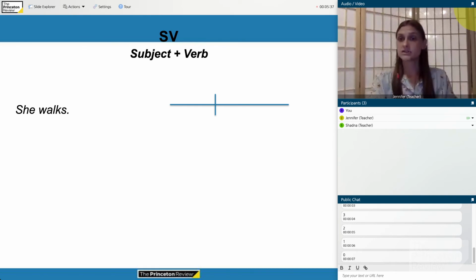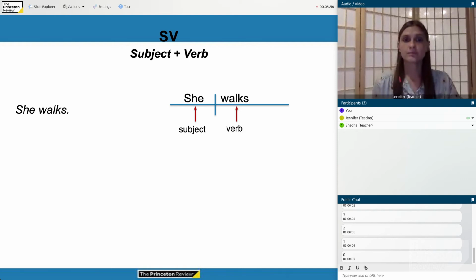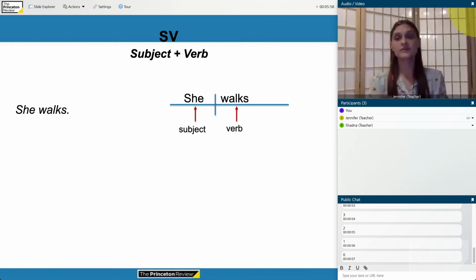And then we're just going to put the elements of the sentence onto that line. So the first thing we have is she. She is going to go to the left. She is the subject. And then to the right of that line, we're going to put the word walks, which is our verb. And that's it. That's your very, very basic subject-verb form of diagramming a sentence. And we're going to build onto this as we go on.